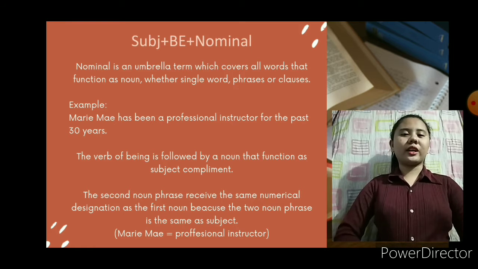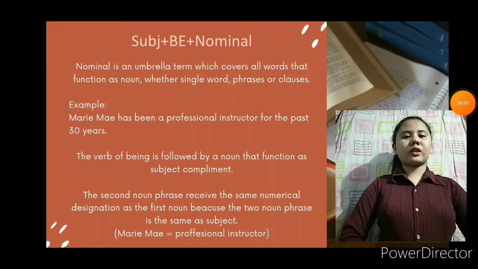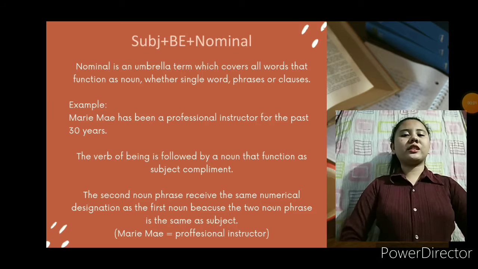Marie-May is the subject, has been is the verb of being used. Professional instructor is the noun phrase that is used as a subjective complement. The second noun phrase received the same numerical designation as the first noun phrase because the two noun phrases are the same as the subject.